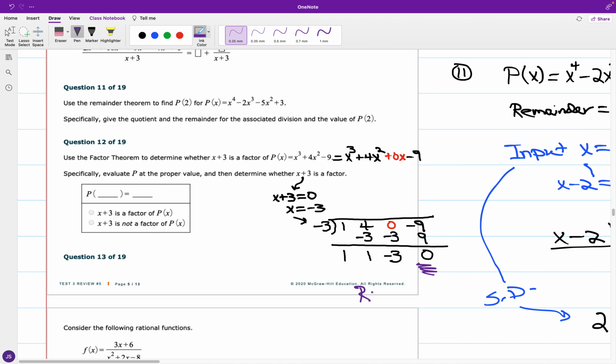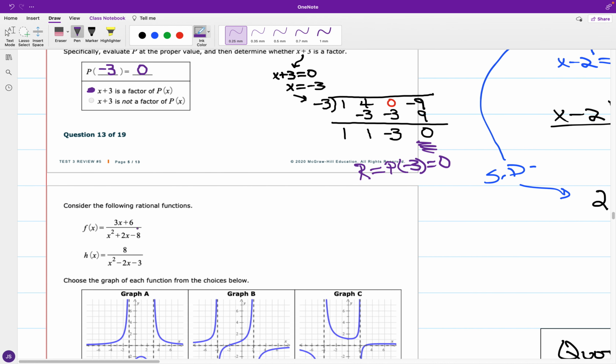So the remainder is going to be p of negative 3 is equal to 0. So in terms of filling in the blanks, p of negative 3 is equal to 0. And since there is no remainder, that means that x plus 3 is a factor of this polynomial expression. So p of negative 3 is equal to 0, and once again, x plus 3 is a factor.